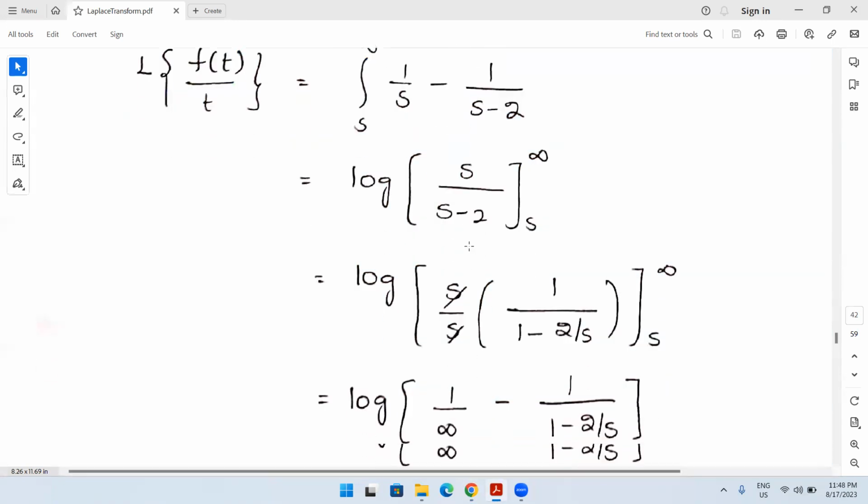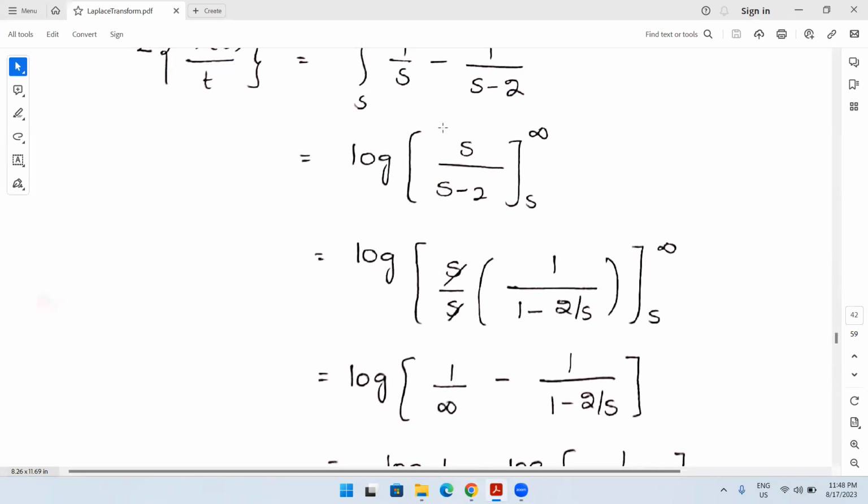And here also, same thing as we have seen in the previous problem. In the place of s, if we substitute infinity, we get infinity by infinity, an improper form. So that's why keep s in the numerator as it is and take s common in the denominator. If you take s common, we get 1 minus 2 by s in the denominator. The numerator is as it is, and in the denominator we have taken s common. So these two s will be cancelled, and we get only 1 by 1 minus 2 by s.